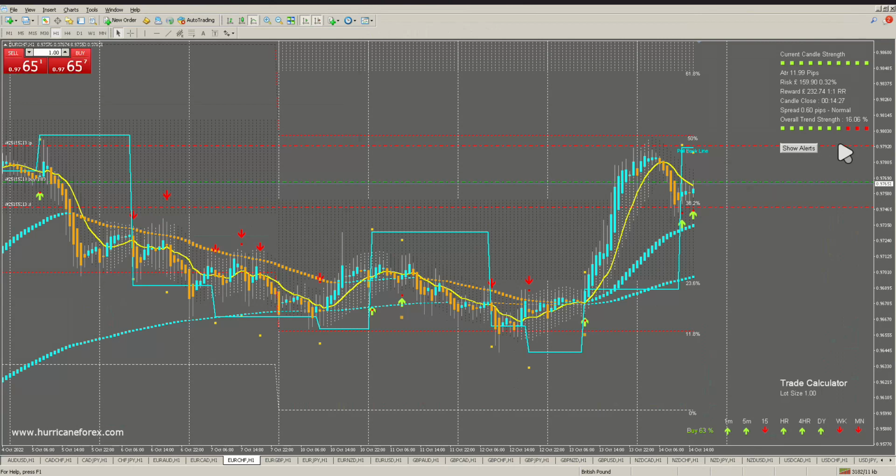And you'll see up the top here I've got some interesting information. I've got my current candle strength, that's this one. It shows me it's a strong buy candle. It shows me the ATR, it shows me the current risk and reward on my account. So this is only a teeny trade with a one-to-one risk and reward.